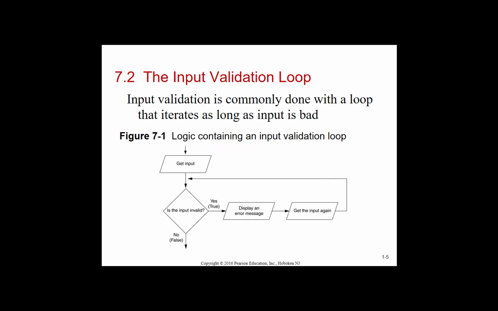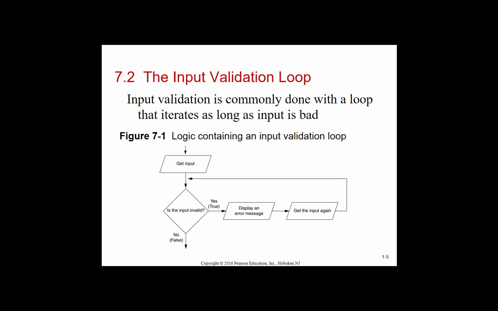Figure 7.1 shows you the validation loop to do error checking. Notice it's done in a loop instead of an if statement. A lot of people want to do it in ifs. The problem with doing it in an if is that it can make them enter it in again, but if they enter it in incorrectly, it's just going to go on through the program and not stop them again.